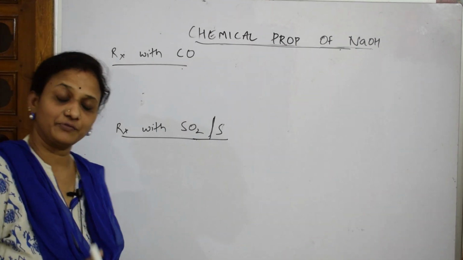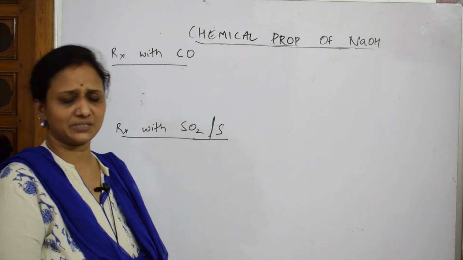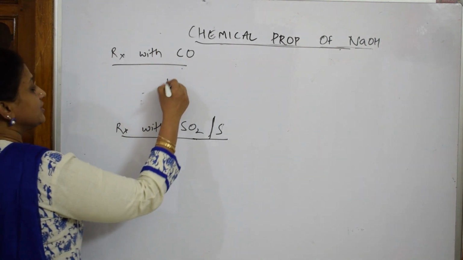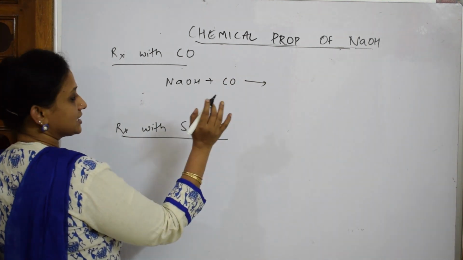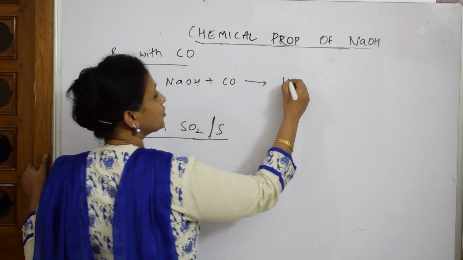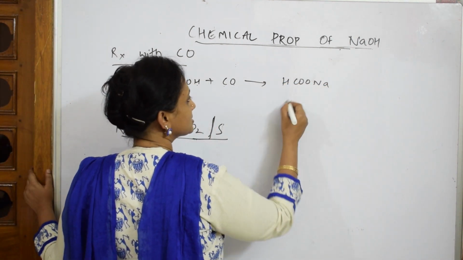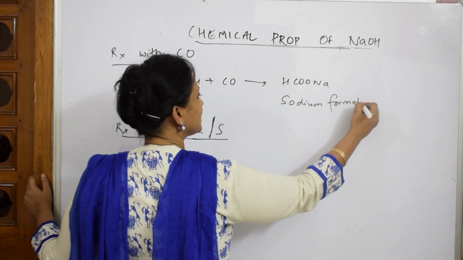Right, now when I have to do the next reaction, what is this reaction? Reaction with carbon monoxide, simplest reaction, right? Let's see. When sodium hydroxide reacts with carbon monoxide, it's direct addition, nothing to do. HCOONa, sodium formate, is the product formed. Nothing else to remember.